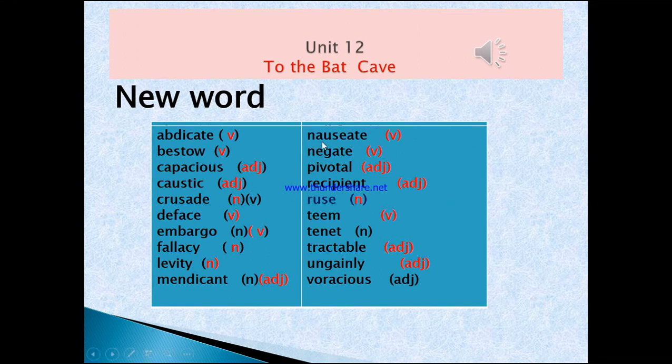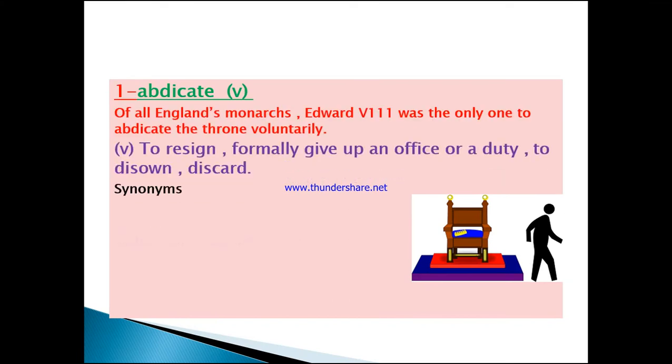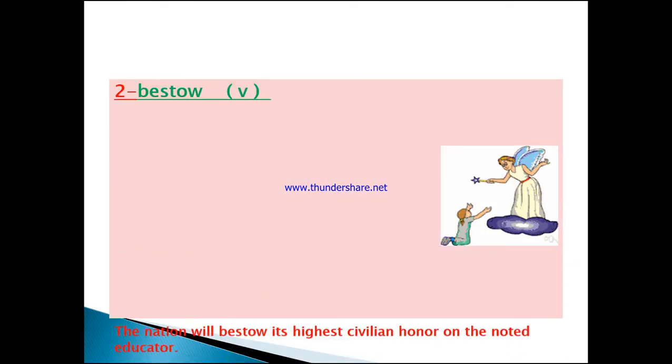So repeat after me. Nauseate, negate, pivotal, recipient, ruse, team, tenet, tractable, ungainly, voracious. Now, after reading the vocab, guys, we're going to interpret and explain the meaning of each one of them, and we're going to focus on the synonyms and the antonyms while explaining. Now let's go, guys, to start with word number 11, nauseate.